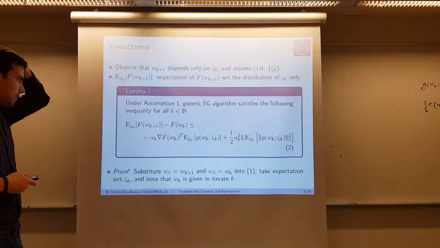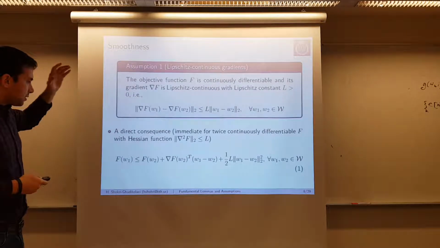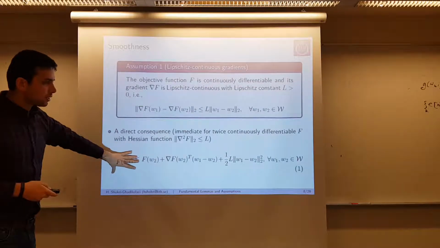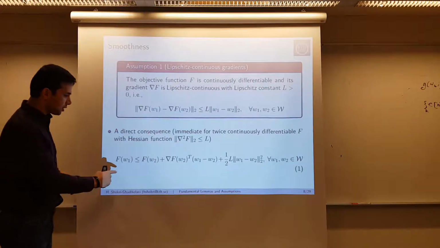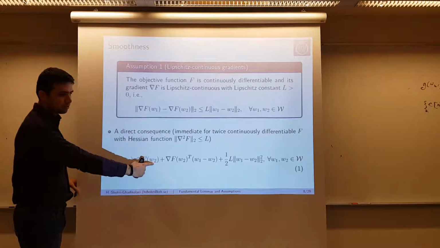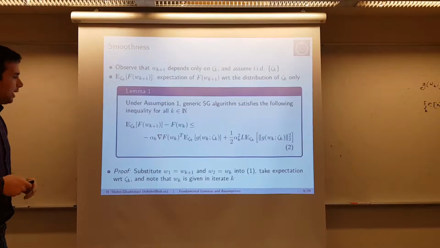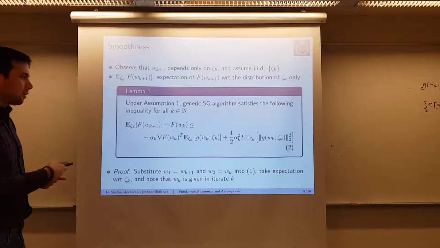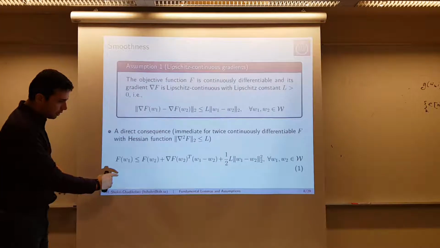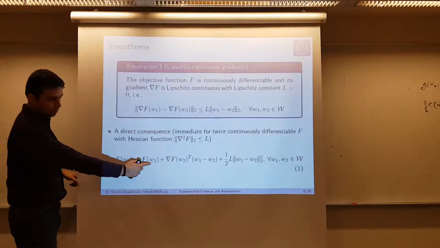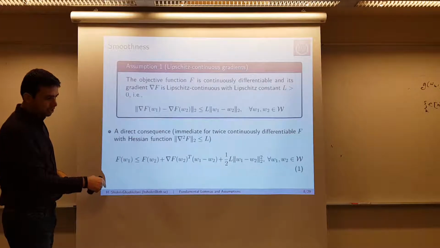Okay, and what is this inequality? This is nothing but just using this inequality. Okay, so this is the proof. In this inequality, we will just plug in w_{k+1} here and w_k here, and that's it essentially. And then of course we need to take an expectation. So just see what would happen: plug in w_{k+1}, w_k, and then take expectation.